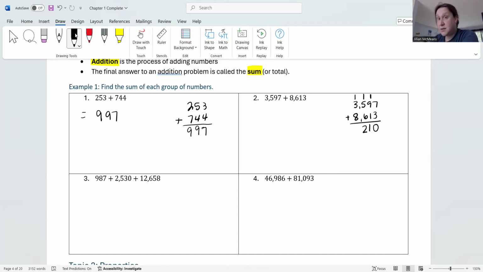And then when you get to the last column, we have 8 plus 3 plus the 1 that we carried. Write this out as a full 2-digit number. So 8 plus 3 is 11, plus the 1 that we carried is 12.